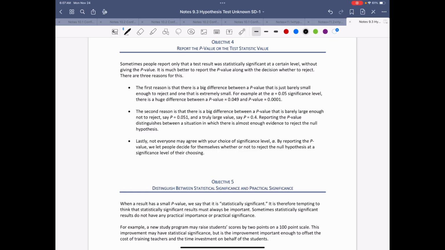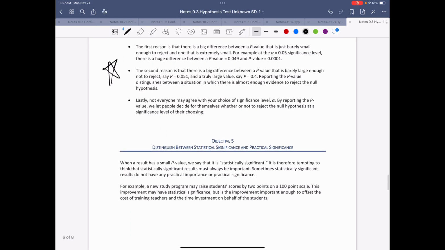This just talks about you always want to give your p-value because everyone doesn't agree with your alpha level. If I see your p-value, I know, okay, based on my alpha level, I would have not rejected, or I would have failed to reject, or I would have rejected. So that's why you want to do that.